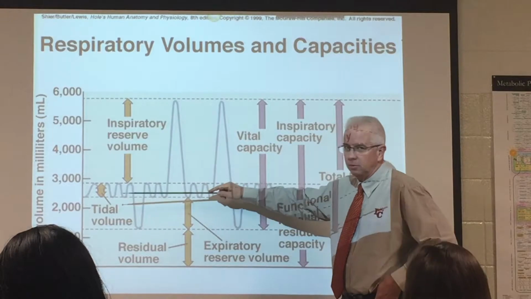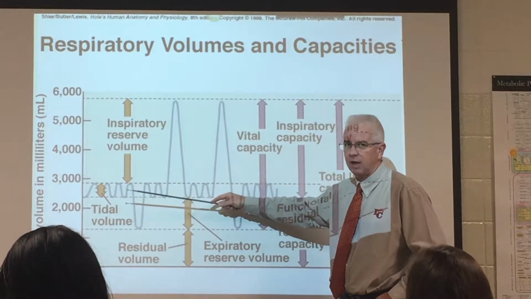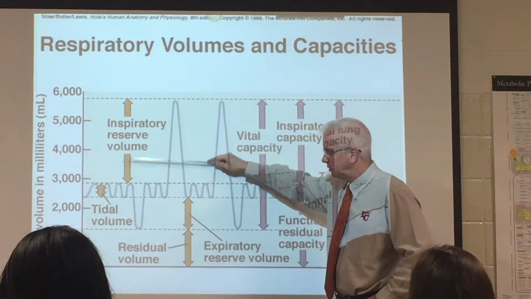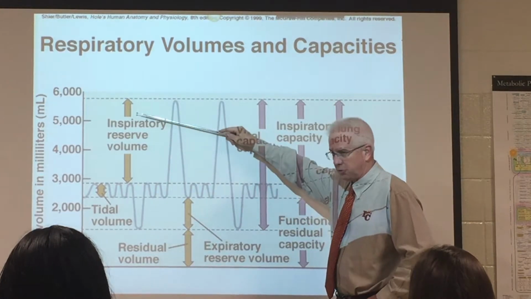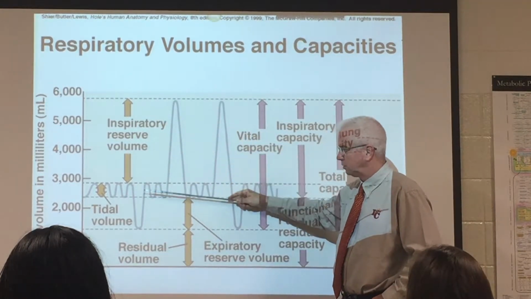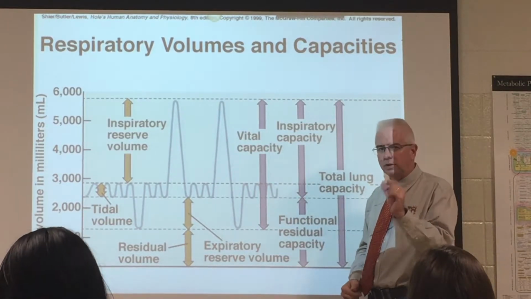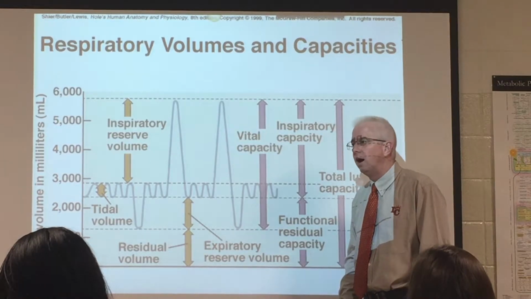So I keep these numbers in round figures. Some texts will say this is 1,200, about 1,000, about a liter here, about 300 to 500 mils, about 3 liters here. So 1, 300 to 500, 3. So 3 liters inspiratory reserve, about a liter for expiratory reserve. It is interesting to note here, I always point this out. It is interesting to note how the system appears to be set up.